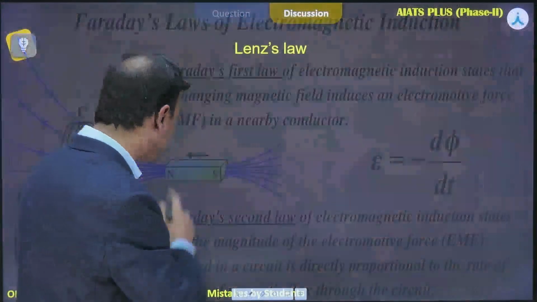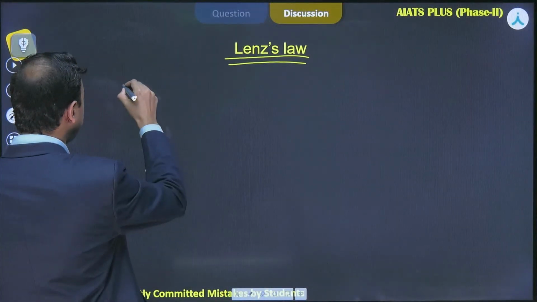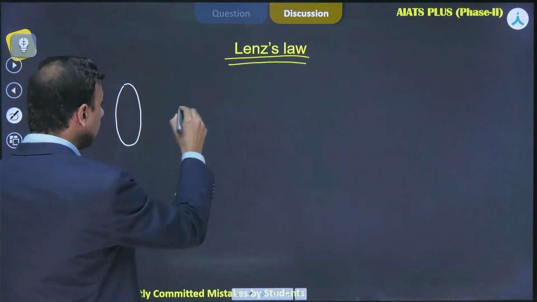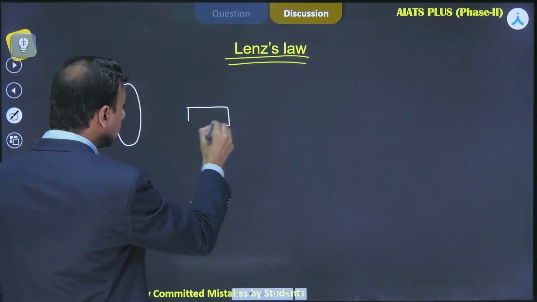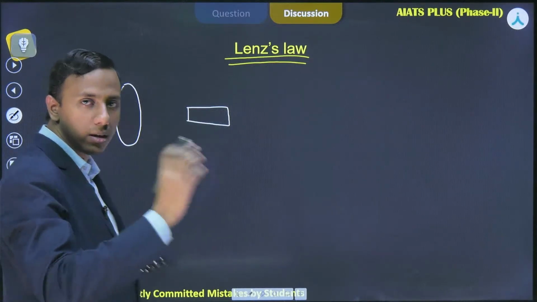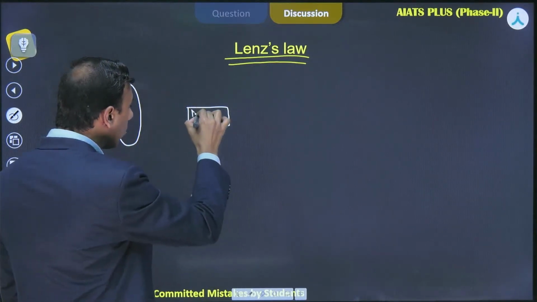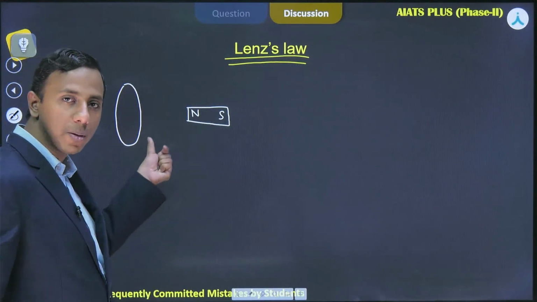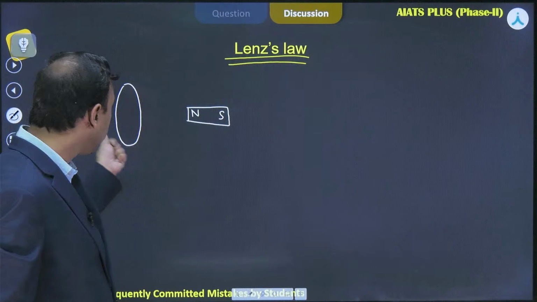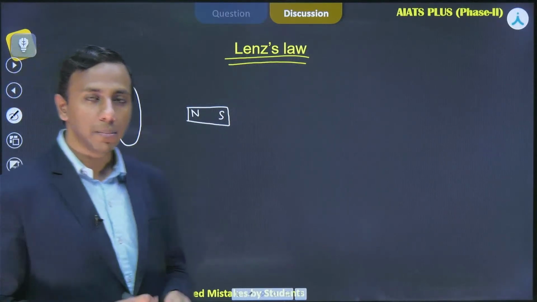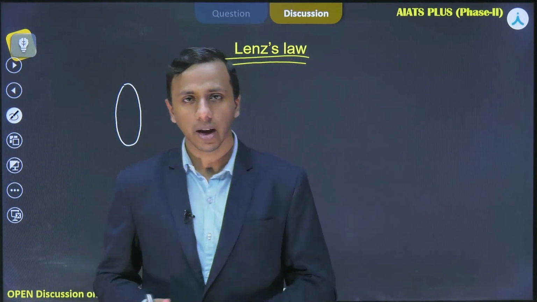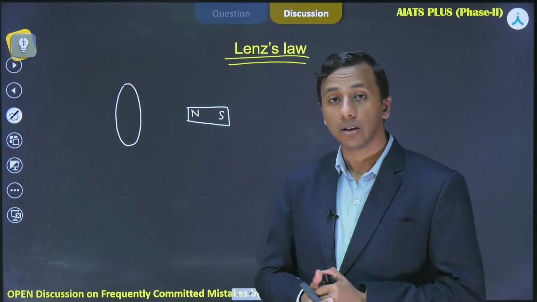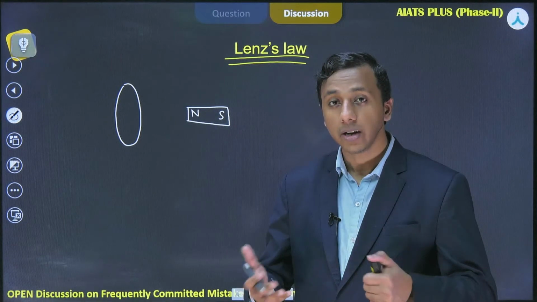So for example, let's say you have a loop like this, and you have a magnet with north pole and south pole like this, and you have kept it stationary with respect to this loop. Remember, this is a conductor, implying that current can flow, and you are not moving this magnet. Now can you tell me, will EMF be induced in this one? No, right. Why no?